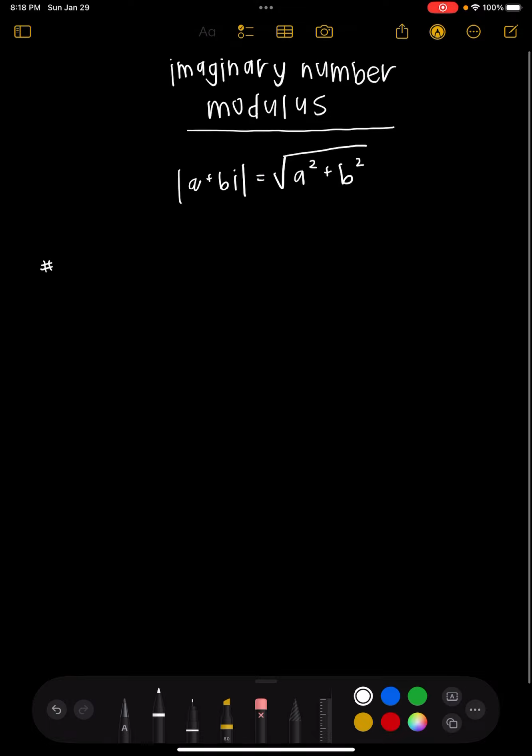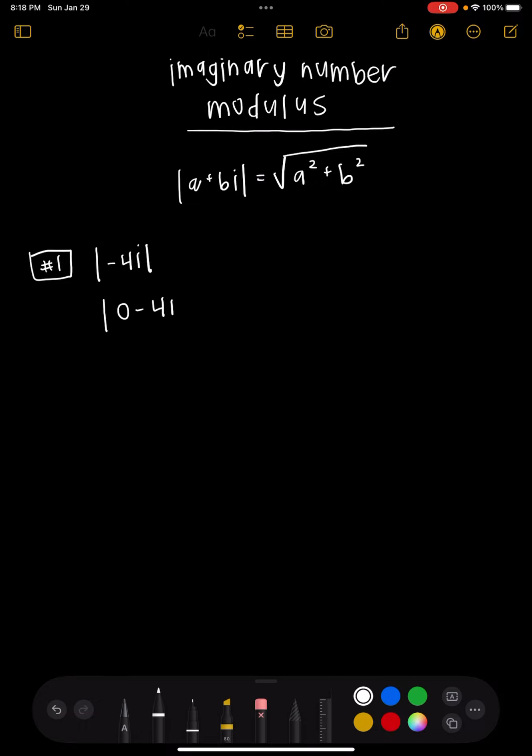The first example, we want to find the absolute value of negative 4i. So notice this only has an imaginary part. I could rewrite this as the absolute value of 0 minus 4i because that 0 is the real part. So this would be like my a, my real part, and then the negative 4 is my b. Notice when I talk about my a and my b, I don't put the i in there. So b is not negative 4i, b is just negative 4.